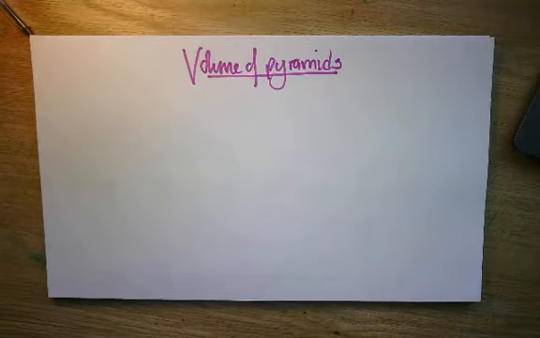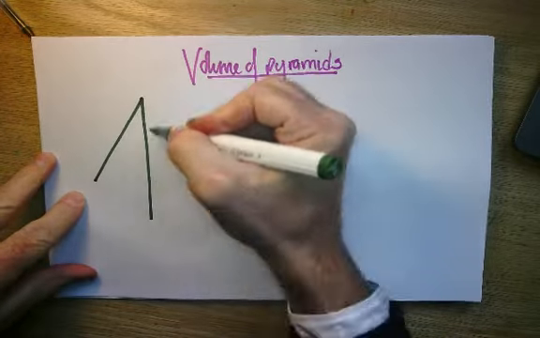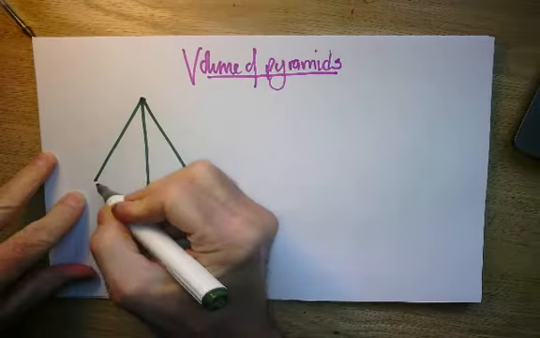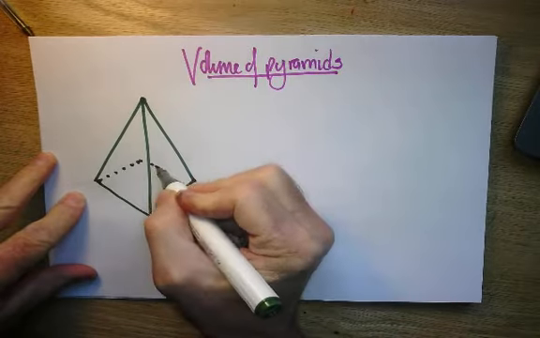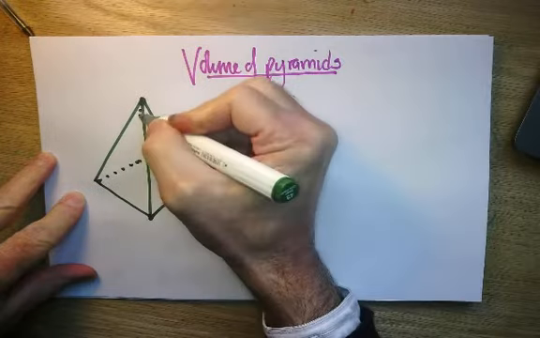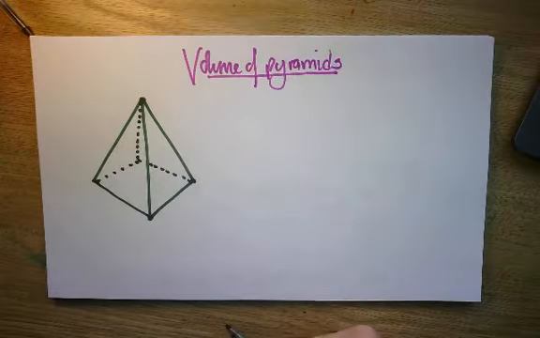Okay, today we're going to look at the volume of pyramids, and I'm just going to simply show you how to work out the volume of a pyramid. Firstly, what is a pyramid? Well, a pyramid is any flat shape that ends in a point. And we describe its uniqueness by describing what the flat base is. So in this case it could be a square, so this would be a square based pyramid.